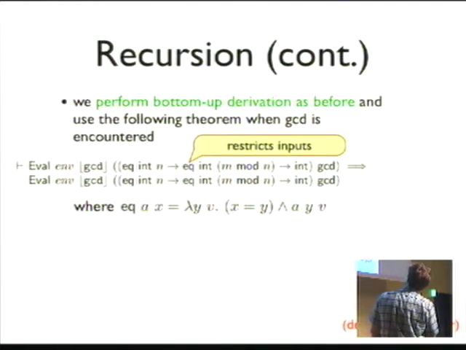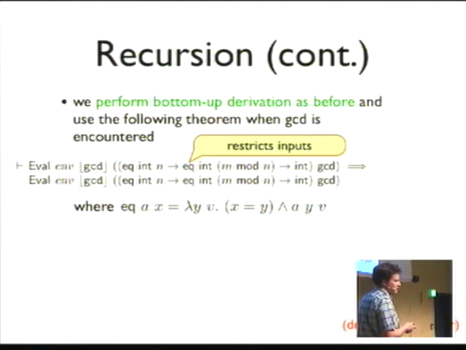I should mention that these EQ here are just to restrict what values this is allowed to be applied to. This statement only makes sense if the argument to GCD is exactly n, and here m mod n. For all other values, it's vacuously true.